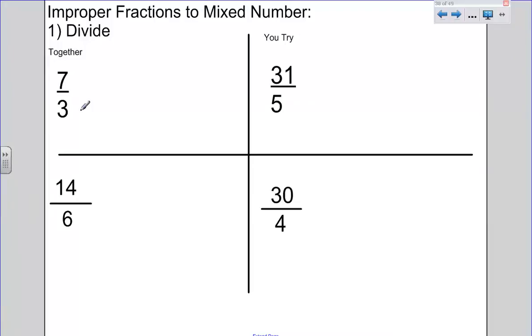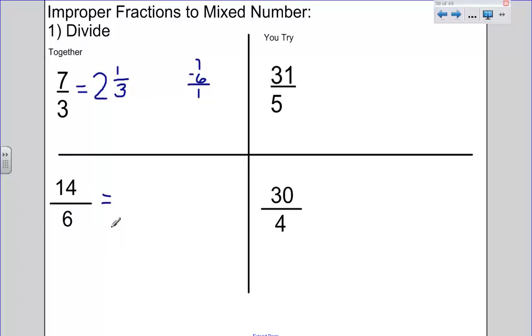How am I going to make 7/3 into a mixed number? Well, I'm going to divide. So I'm thinking to myself, how many times does 3 go into 7? 3 goes into 7 2 times, and that leaves me with 6. So I'm going to have 7 minus 6 is 1. So my fraction is going to be 1/3. So 7 over 3 is equal to 2 and 1/3.